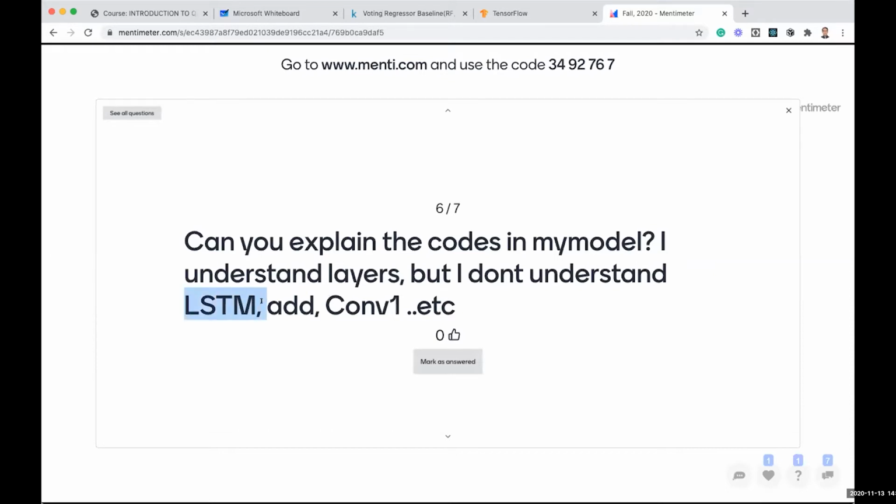Sure, you should not understand the LSTM or convolution yet, because I did not explain anything about these kinds of things. I just showed you the simplest regression, the simplest dense layer so far. If I have a chance, I will go to the LSTM and the other things, but for our problem, LSTM is not relevant. It's for something like time series data, but we do not have a time in our data set, so the LSTM is not relevant.